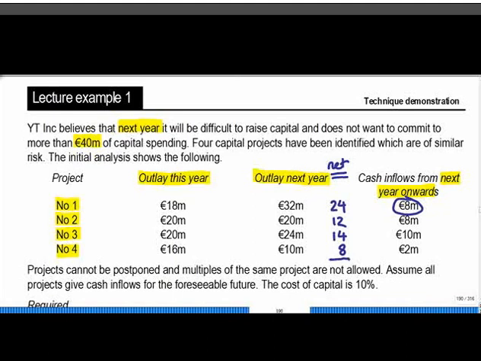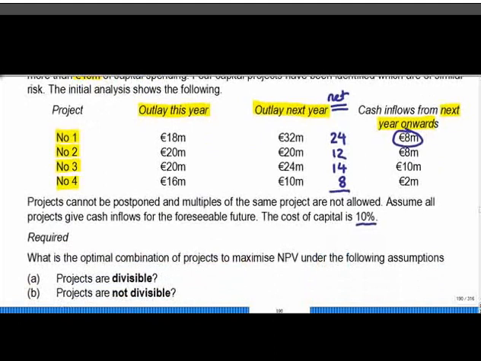We're told that our cost of capital is 10%. And in requirement A, we're told to assume that the projects are divisible. And because they're divisible, we've got a choice of how to spend each pound, and we can apply the Profitability Index: the NPV over the outlay.